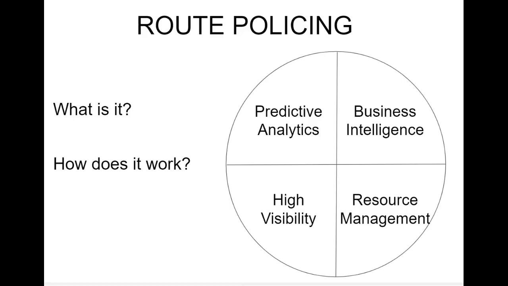RAD policing. What is it and how does it work? RAD policing is a combination of 4 elements: predictive analytics, business intelligence, high visibility, and resource management.